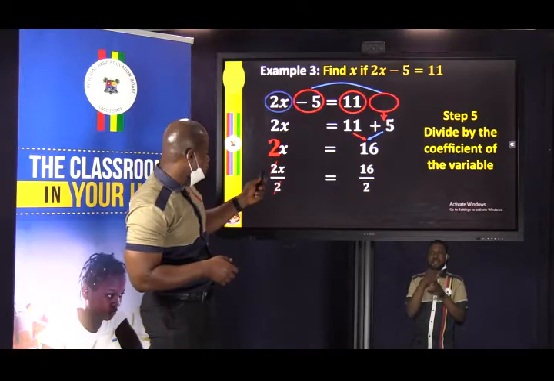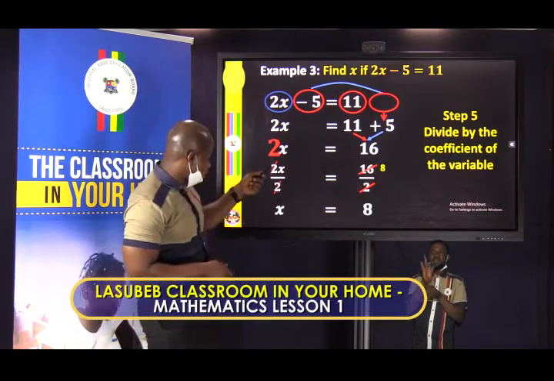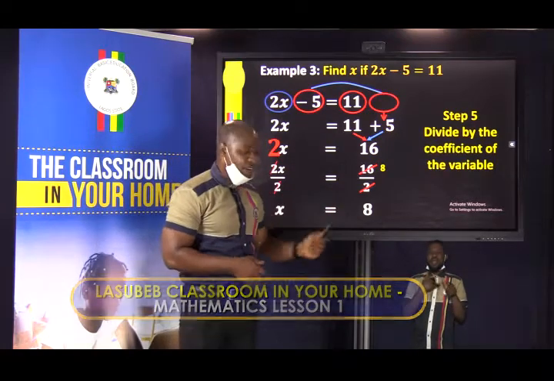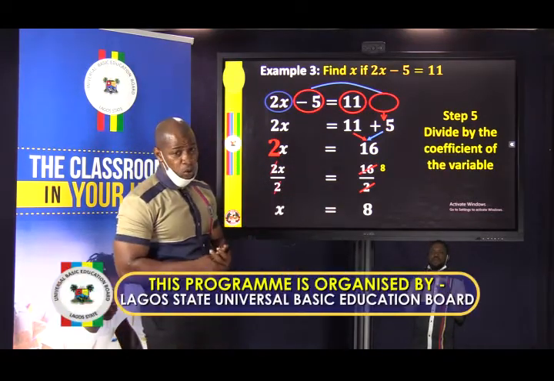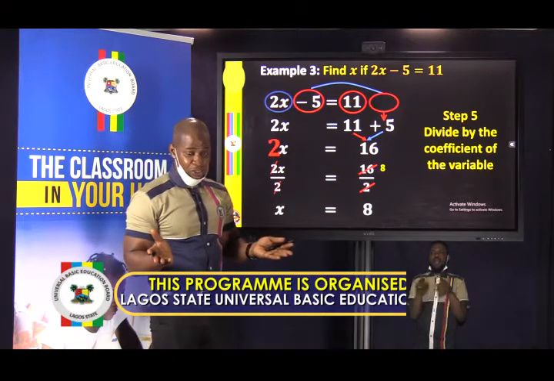So when 2 divides 2 on this side, and 2 divides 16, I get 8. Finally, on the left, I have x. On the right, I have 8. And so x is equal to 8. Simple as you have it.